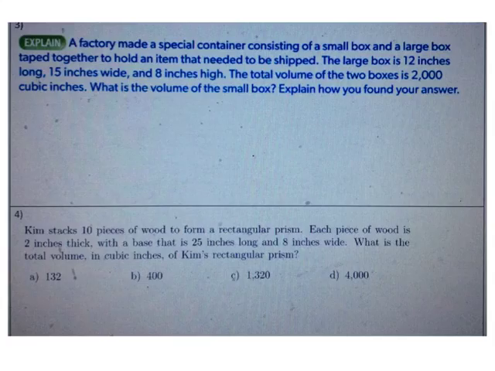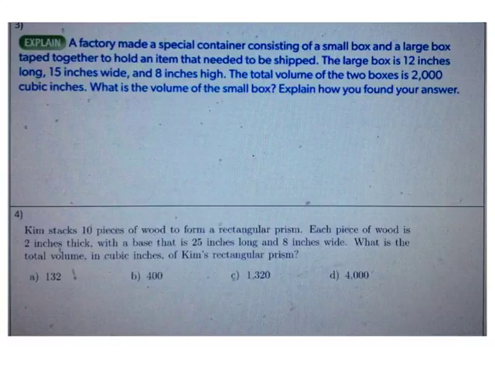Let's try two more problems. A factory made a special container consisting of a small box and a large box taped together to hold an item that needed to be shipped. The large box is 12 inches long, 15 inches wide, and 8 inches high. The total volume is 2,000 cubic inches. What is the volume of the small box?